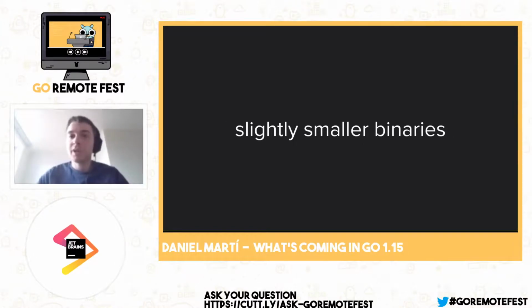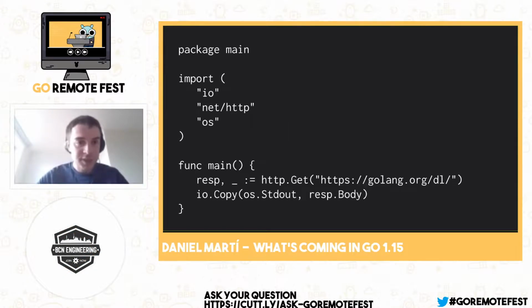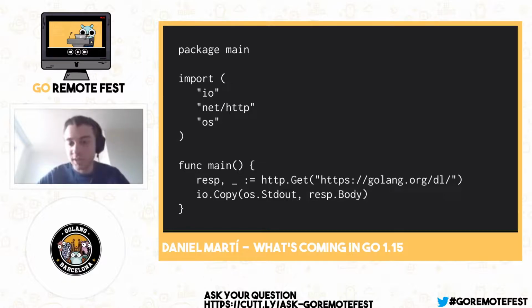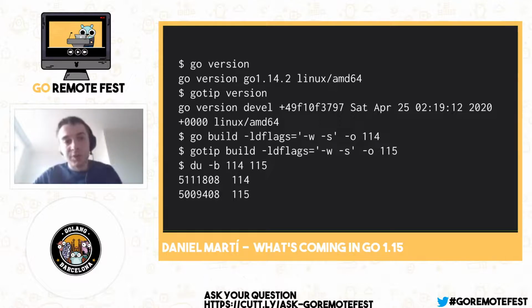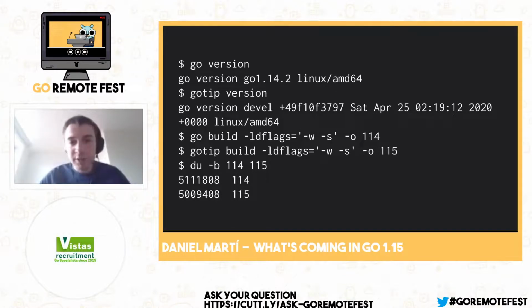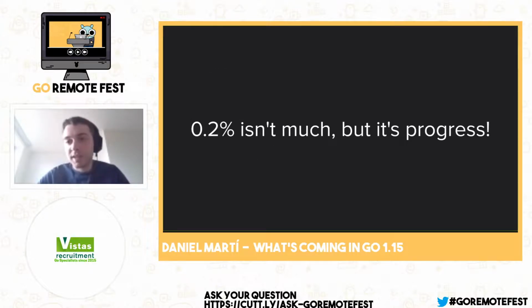Also, the binaries produced by Go are a little bit smaller. So I've got an example following up. This is a small Go program that just downloads a page and then just prints it, right? Obviously, no error checking because I couldn't make it fit in the slide. So if we build it with Go 1.14 and Go master, also called tip, you can see that it's a little bit smaller. It's only about 0.2%, but I think that's a nice win, especially because Go binaries are pretty large. So any small win we can get is going to be incremental and it's going to help in the long term.